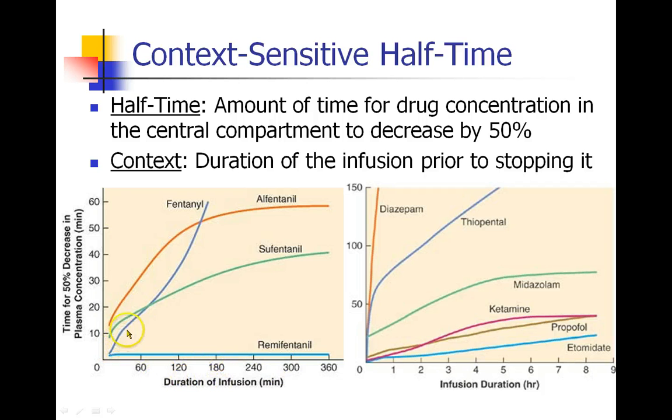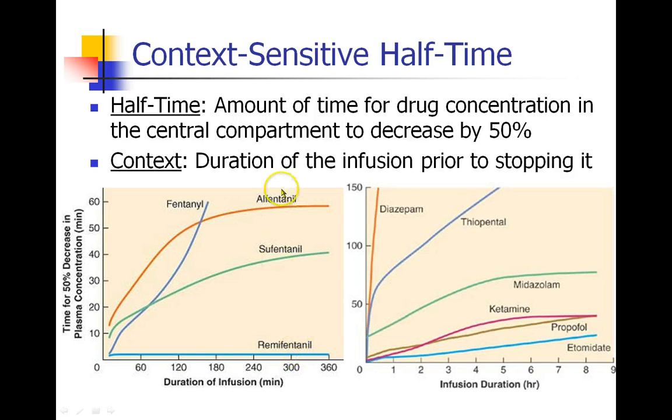And each drug has its own different context-sensitive half-time. So you can see fentanyl, which is very lipid-soluble, builds up over time as the context, as the duration of infusion increases, and it takes longer and longer to get rid of this drug from the plasma, because every time you metabolize some of it, more drug comes from the peripheral compartment back into the plasma. Compare that with remifentanil, which is metabolized almost instantly, and regardless of how long you run that medication, it's always going to take just a few minutes for the remifentanil concentration to drop by 50%.